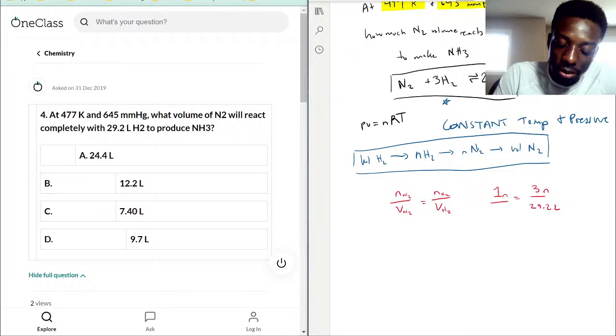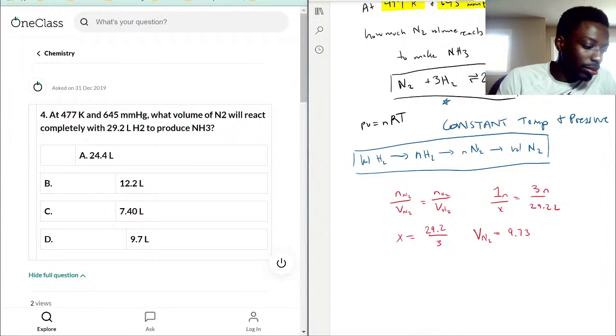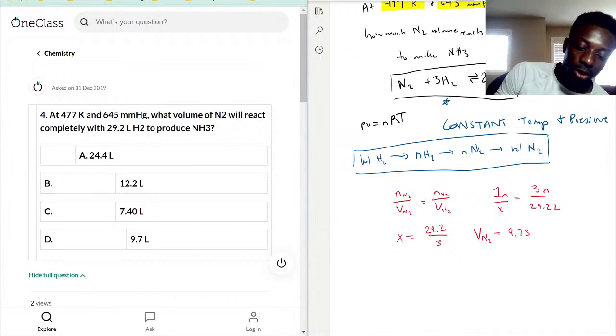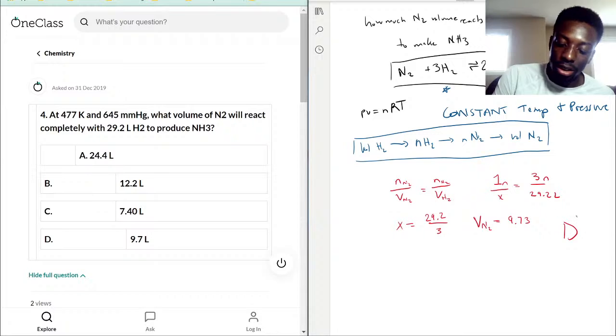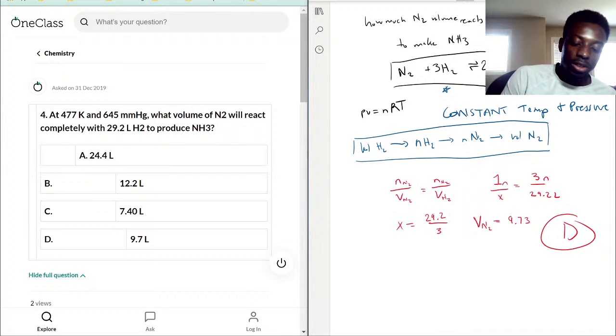And here, what's the volume of nitrogen? We don't know. This is our x, and we just solve for x. So then we end up with x is equal to 29.2 over 3. So that means the volume of nitrogen is just going to be equal to 9.73. And if you round it up, the only option that works is D. So the answer for this question is D.